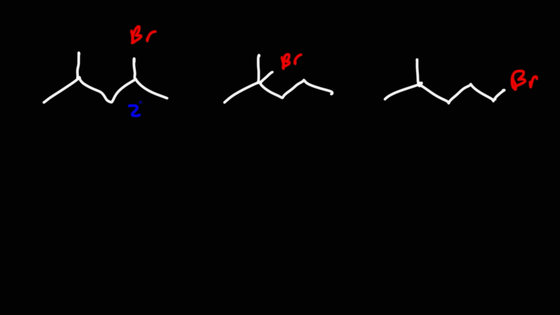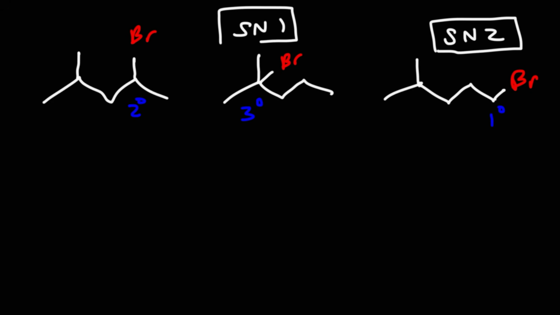So what we have here is a secondary alkyl halide. This is tertiary and this is primary. So for a primary alkyl halide, this is going to react the fastest in an SN2 reaction. The one with the tertiary alkyl halide will react the fastest in an SN1 reaction.